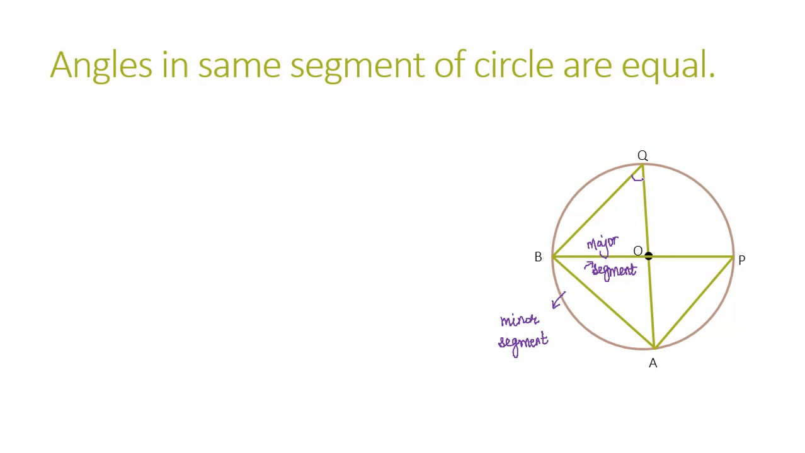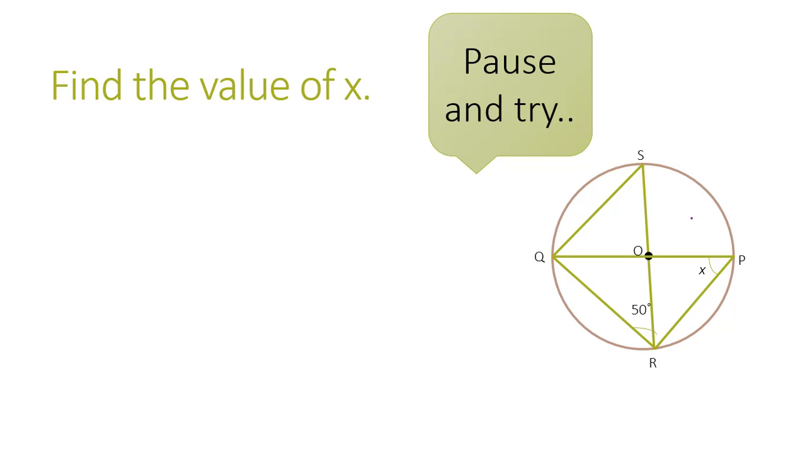The theorem states that angles in the same segment of the circle are equal. So in this theorem, BQA and BPA are two angles which are in the major segment of the circle. Hence these two angles are equal. Angle BQA is equal to angle BPA. Let's solve a question related to this theorem. You have to find the value of x. How about you try to solve this problem once and come back to check your answer. Assuming you have already tried, let's get started.